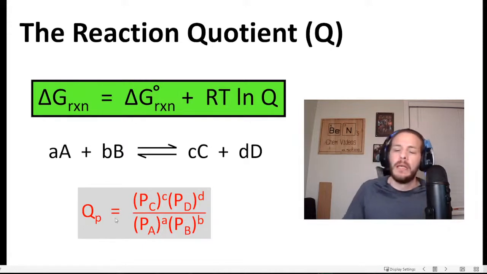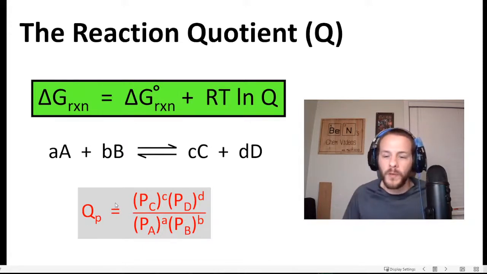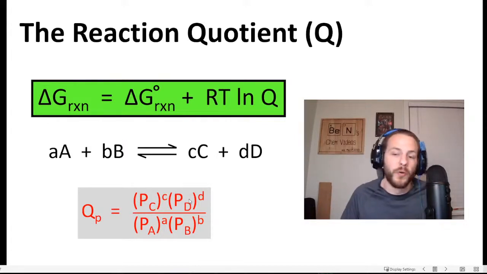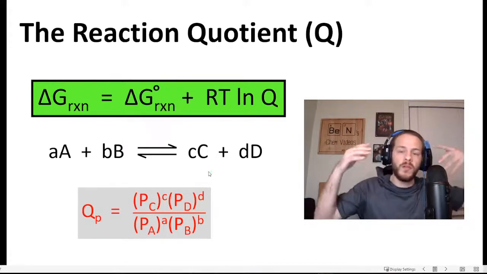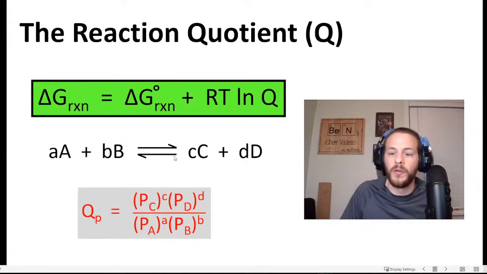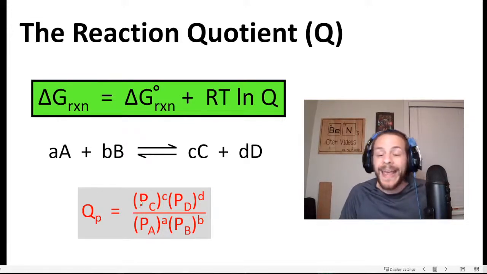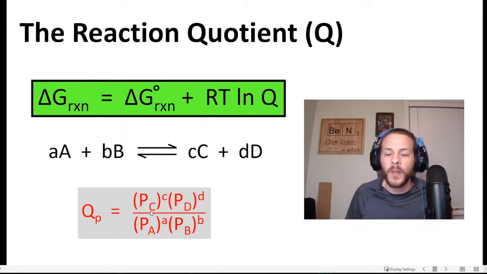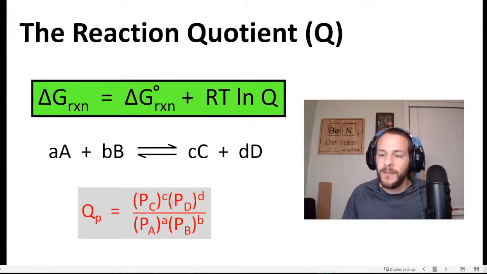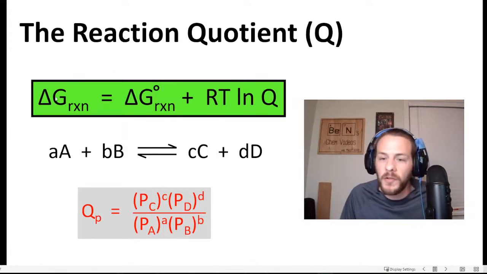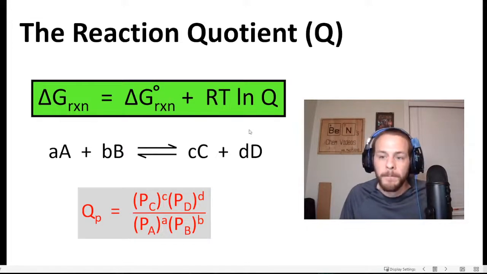So we're going to be talking about the reaction quotient with respect to pressure. So the reaction quotient is simply going to be the partial pressures of the products. So this P sub C, P sub D, those represent the partial pressures of those two products raised to the power of their stoichiometric coefficients, lowercase c and lowercase d, the product of that divided by the product of the partial pressures of the reactants A and B raised to the power of their stoichiometric coefficients, right? So that is the Q that you're taking the natural logarithm of within this equation here. Delta G is equal to standard delta G plus RT times the natural log of the reaction quotient.